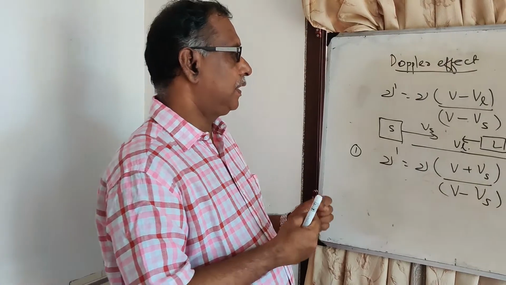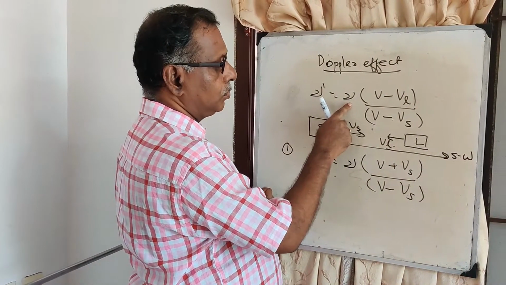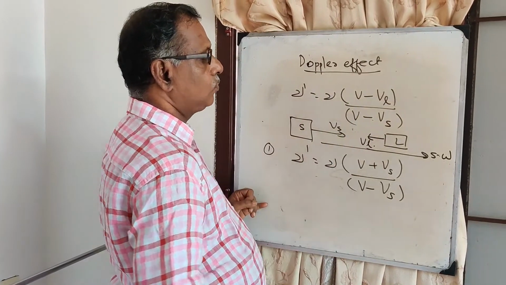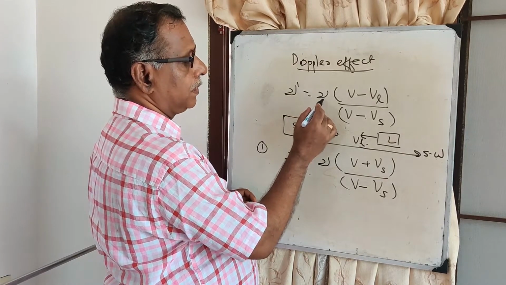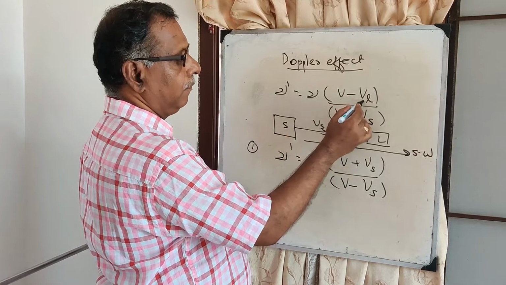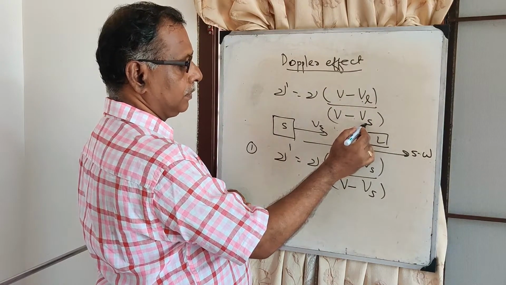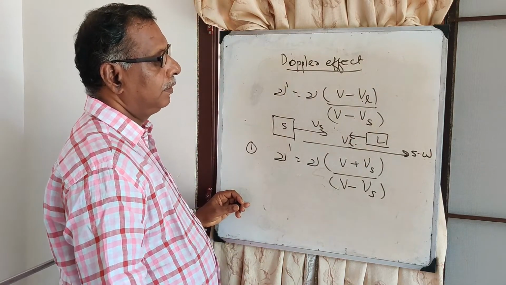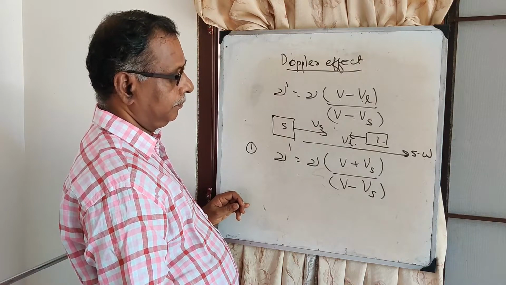The apparent frequency can be calculated using the formula nu dash equals nu into V minus VL divided by V minus Vs. Nu is the original frequency of sound produced, V the velocity of sound, VL the velocity of listener, Vs the velocity of source. When you apply this formula in a problem, you have to take one condition.